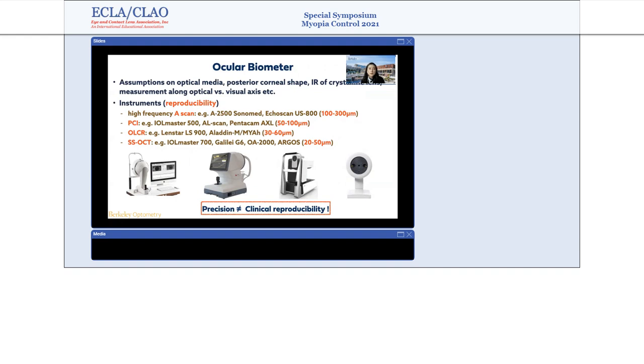Depending on different assumptions on the optical media, the posterior corneal shape, the index of refraction of the crystalline lens, or whether the measurement is done along the optical or visual axis, we may have small discrepancies between the axial lengths measured with different ocular biometers.